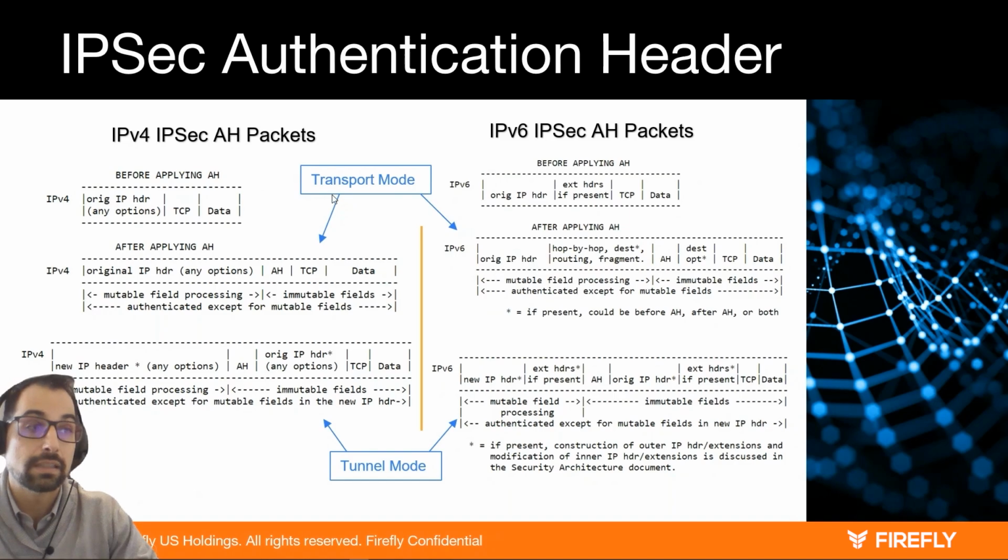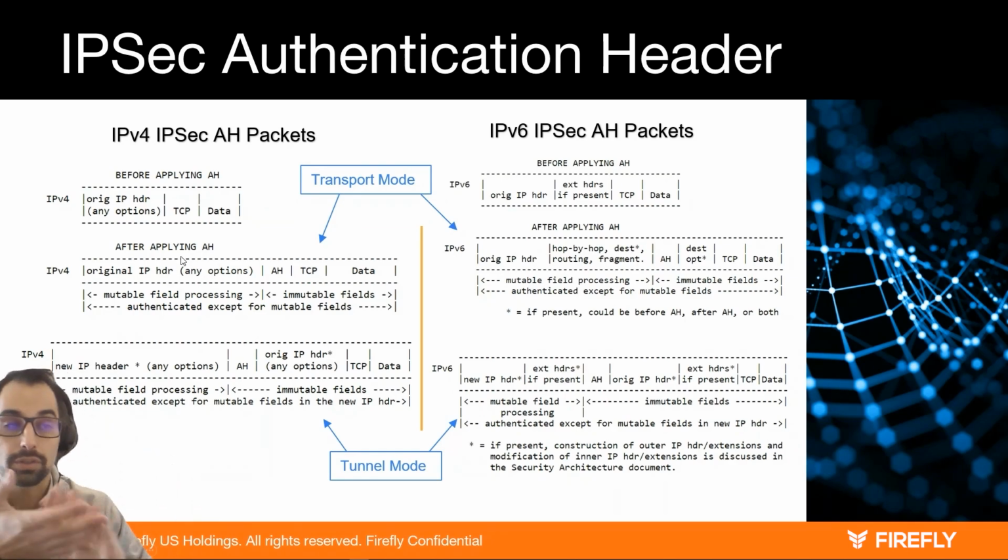So remember, in transport mode, we do not put that into a tunnel. So the original IP header, original source and destination, are going to be kept the same. And here we put that information that we saw previously, that authentication header information. And you see here these mutable fields and immutable fields, right? And this is the authentication except for mutable fields. So that means that all the information that is immutable is going to be hashed, right?